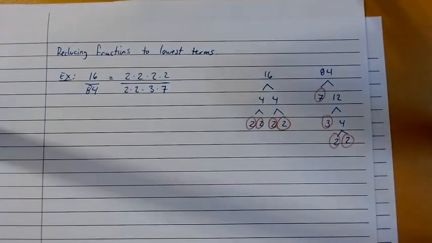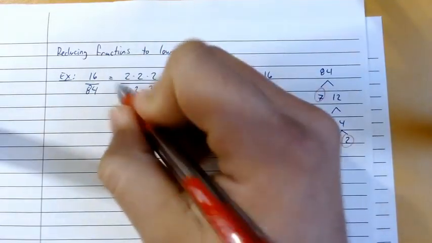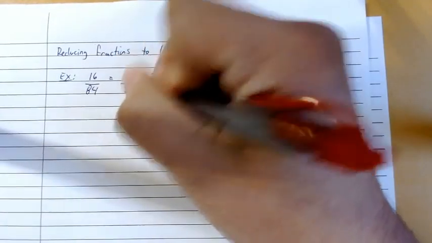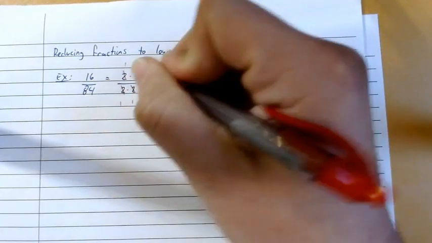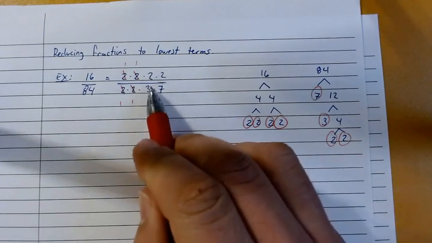All right, now, once we've written the prime factorizations, notice that some of these numbers divide out. 2 divided by 2 is the number 1. Same thing over here. 2 divided by 2 is the number 1. Nothing else divides here. 2 divided by 3 is not 1. Right?